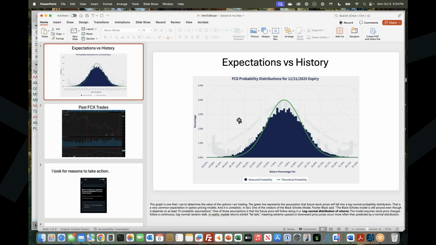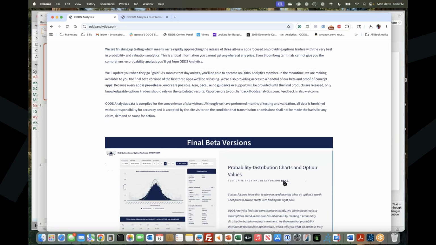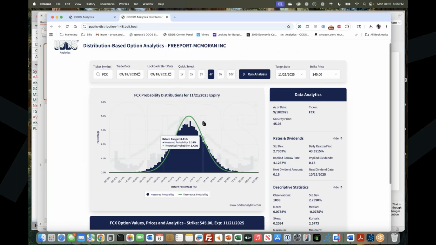A big part of making sure I'm buying options cheaply is being able to value the options. I use a software right here. This is Odds Analytics, and if you go to oddsanalytics.com, we can provide a link for you. Right now, all this stuff is free, so you can click right here to get into the analytics distribution and do some analysis yourself.